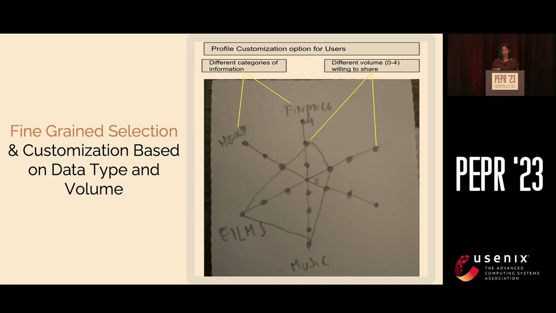And the next conceptual design was fine-grained selection and customization on data type and volume. To illustrate this concept, one of the example sketches was a depiction of a graph with different categories of data and a 0 to 4 scale for selecting the volume of data type. More specifically, here different nodes are distinct data types, and the idea is to slide the scale based on their understanding of how much data the search engine requires and which data type they are willing to share, for how long, and in what quantity.